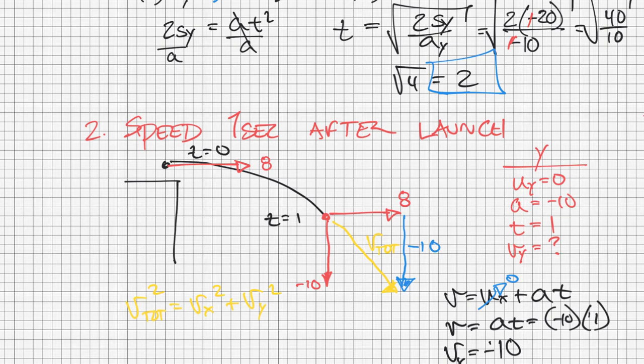Now, when I do that, this becomes, I don't like that yellow, I apologize, the square root of velocity in the x squared plus velocity in the y squared. That's v total.